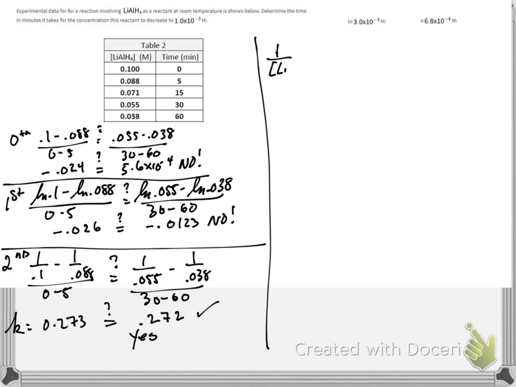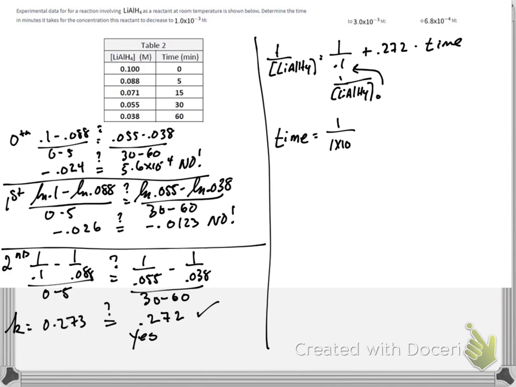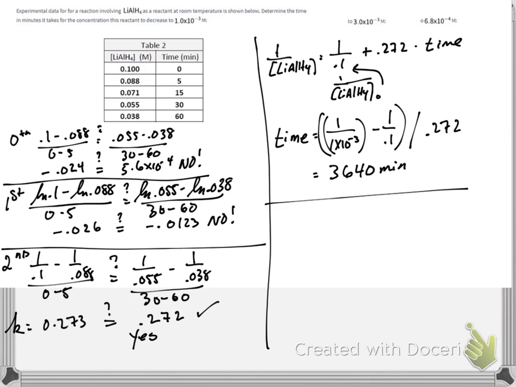So by using the rate law, we say 1 over lithium aluminum hydride is 1 over its initial concentration plus k times t. The 1 over 0.1 is coming from the initial concentration. If we solve for time, we get 1 over the concentration of the lithium aluminum hydride minus 1 over the initial concentration, 1 over 0.1, and we divide by k. If we do that, we obtain 3640 minutes.